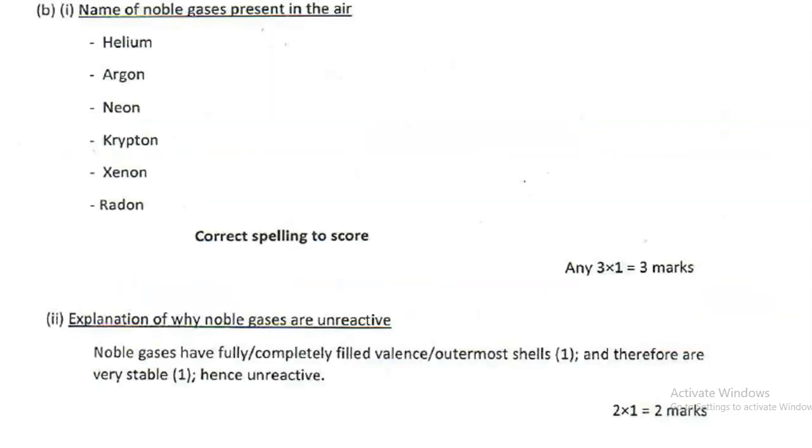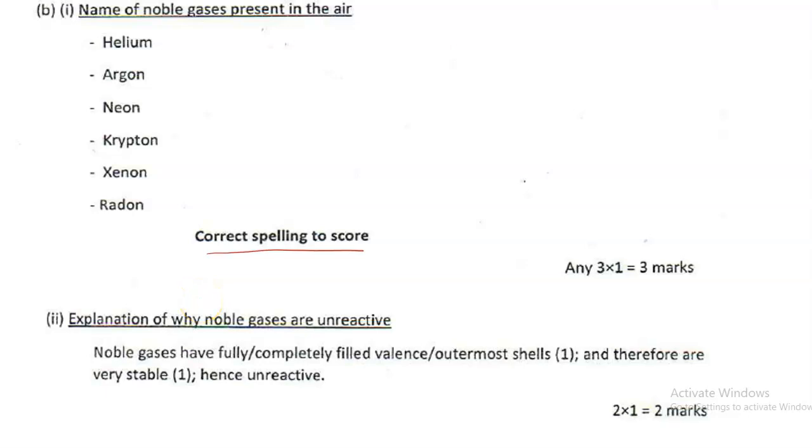Example of noble gases: helium, argon, neon, krypton, xenon, and then radium. Now look at this one. We are interested in correct spelling. So any 3 of these will give you 3 marks. 1 mark for each.